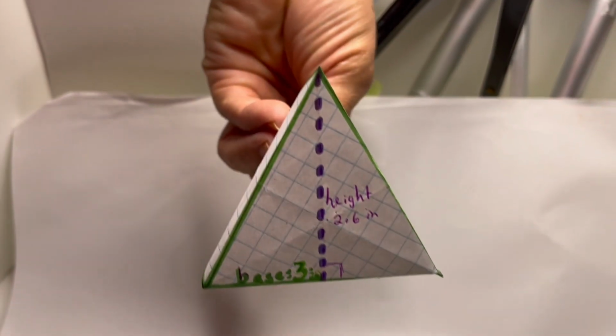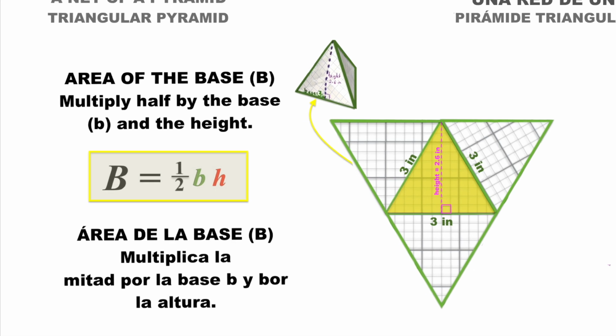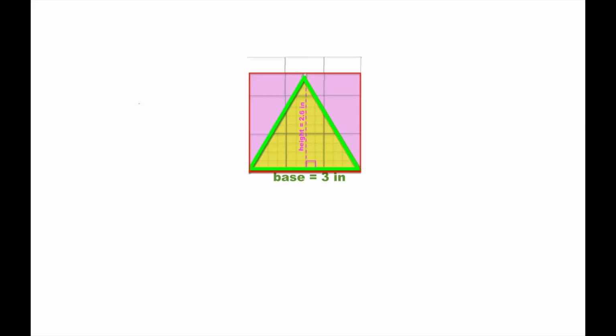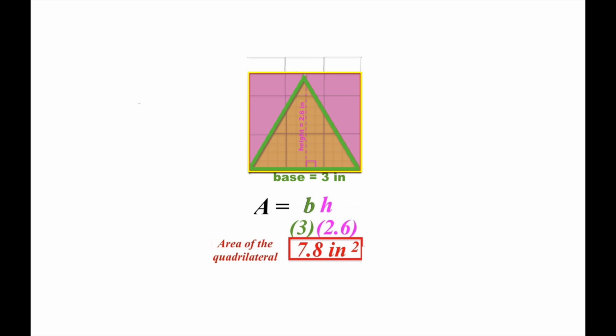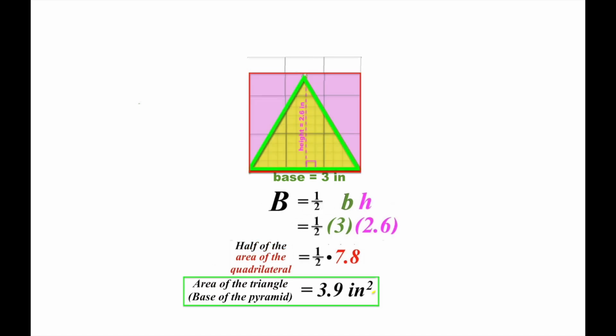The area of the triangular base is half base times height. The base measures 3, the height measures 2 6/10. So the area of a triangular base measures 3 9/10 square inches.